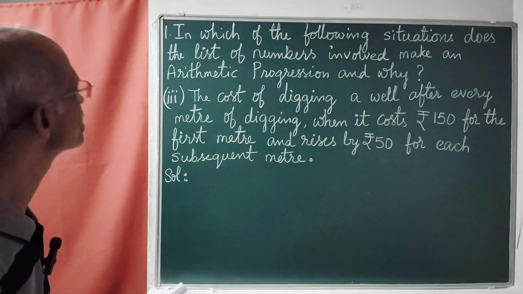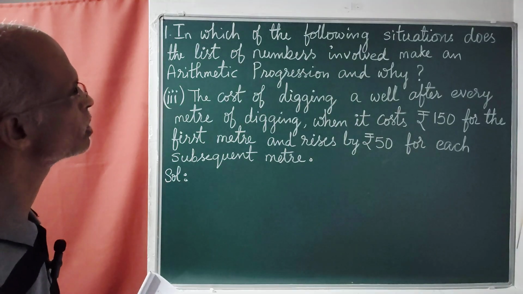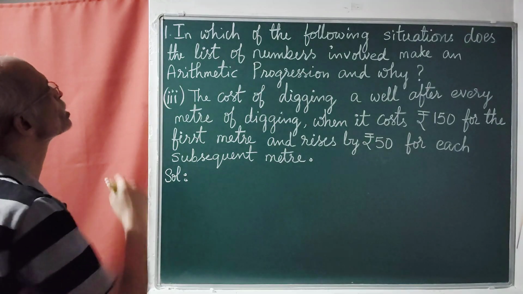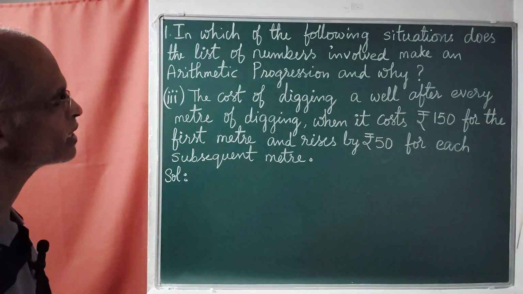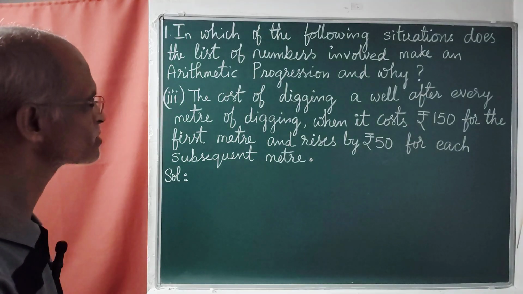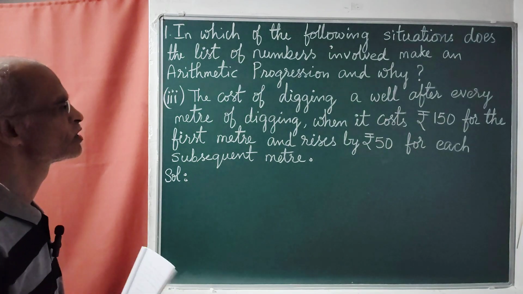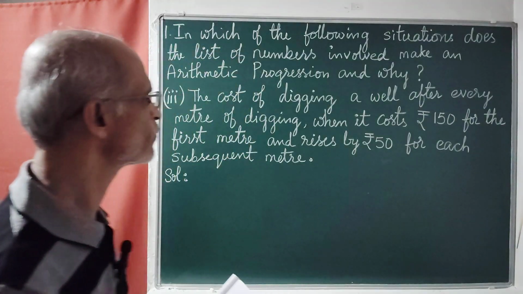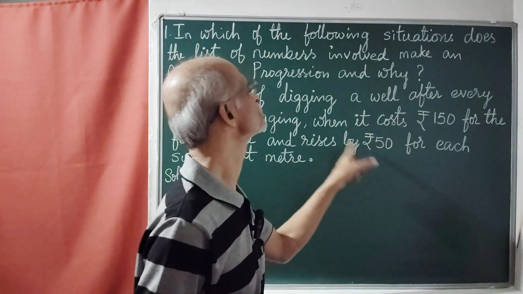The question 1 says, in which of the following situations does the list of numbers involved make an AP and why? The cost of digging a well after every meter of digging, when it costs rupees 150 for the first meter and rises by rupees 50 for each subsequent meter. For the first meter it costs rupees 150, and for every meter afterwards it will cost rupees 50.